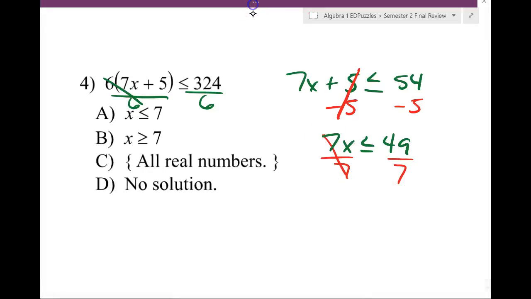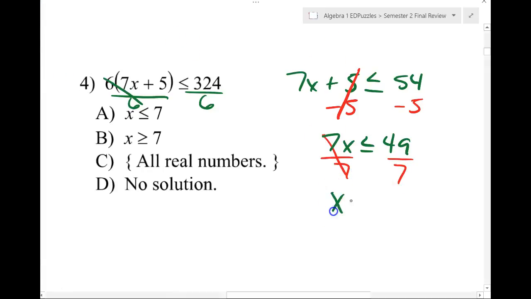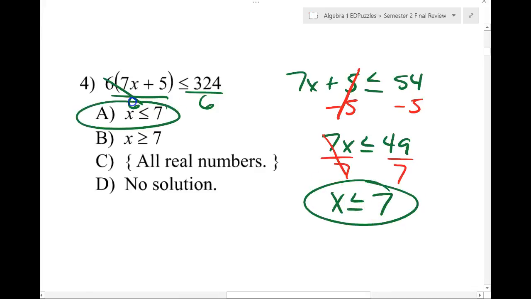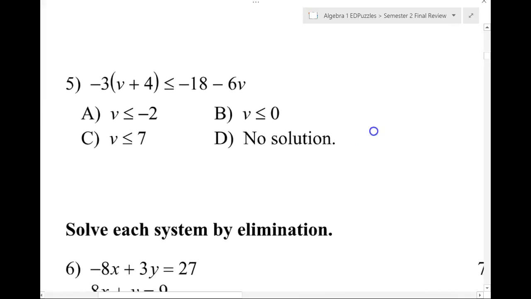Those 7's cancel out, and x will be less than or equal to 7. And so that lets us know it's A. Okay, number 5. This one's a little bit trickier, just a couple more steps involved.